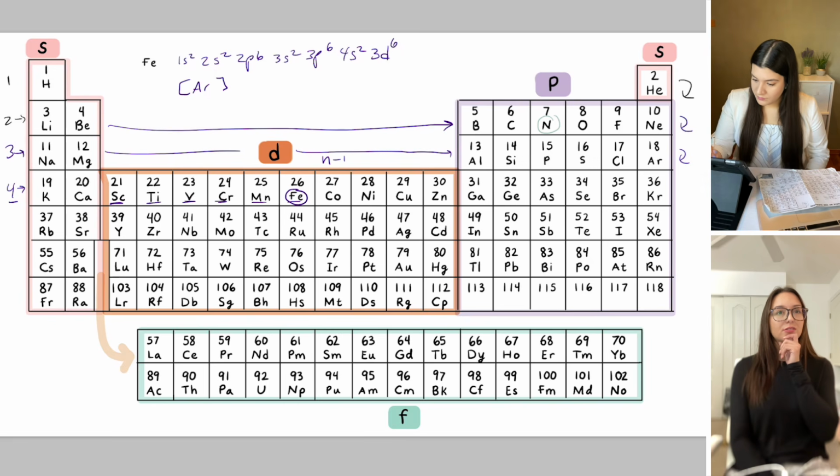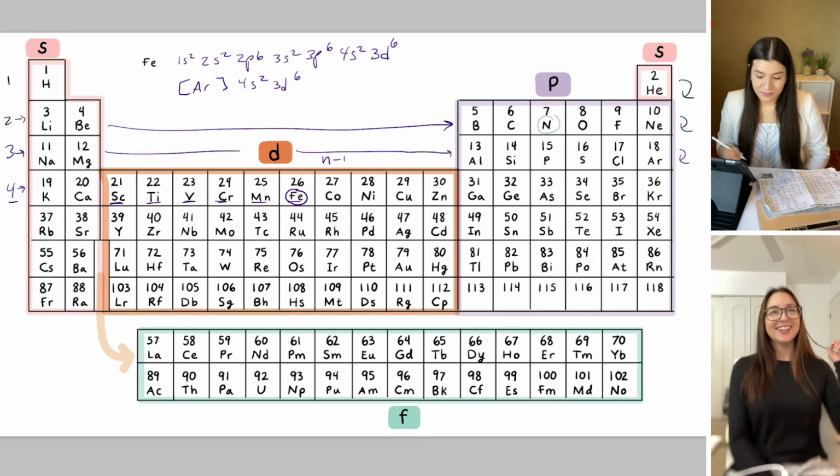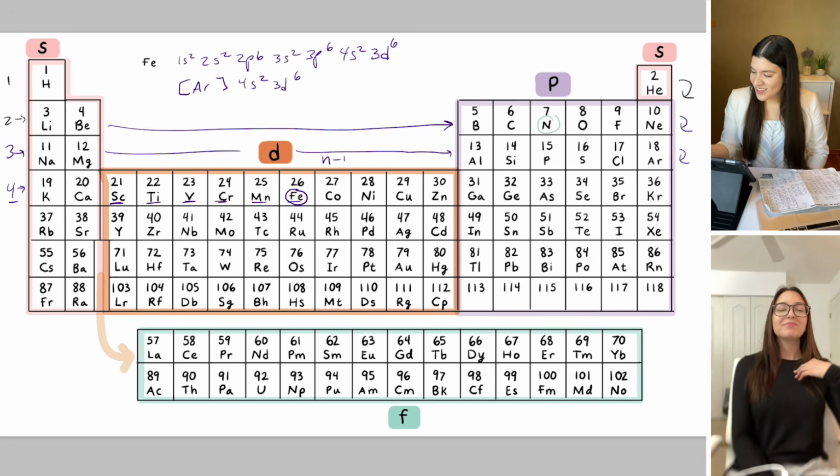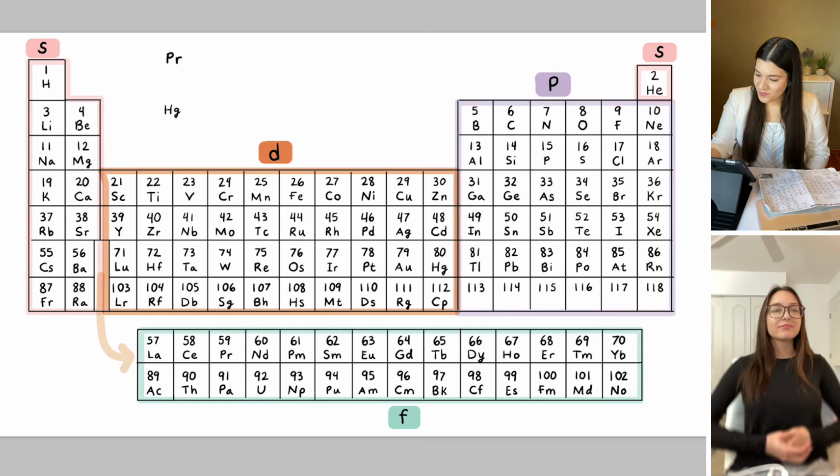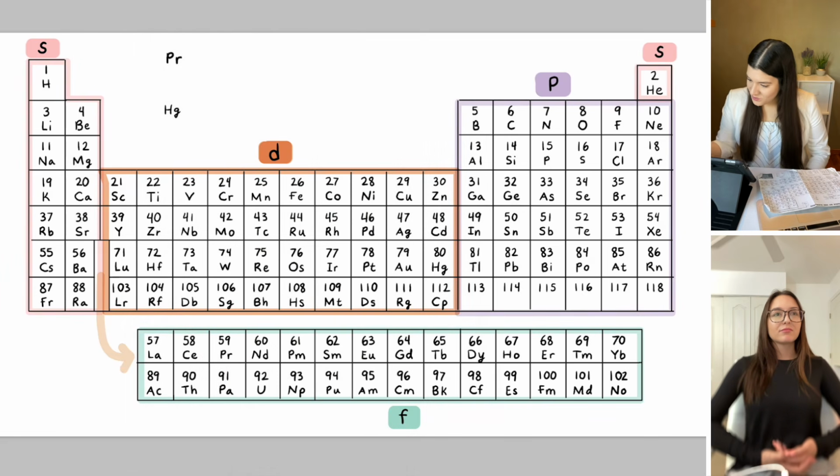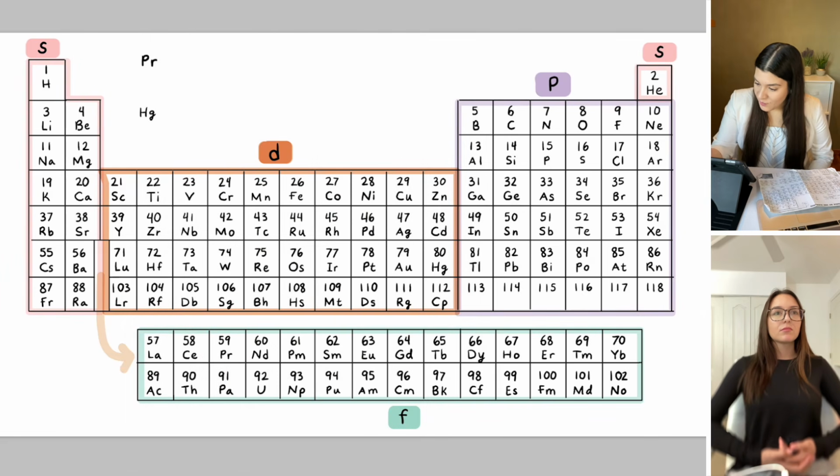4s2. Good. And then 3d6. Perfect. That's it. Yeah, that's it. Awesome. We'll do some more. All right, so this one's going to be a little bit longer. We're going to go to PR, which is all the way down here.